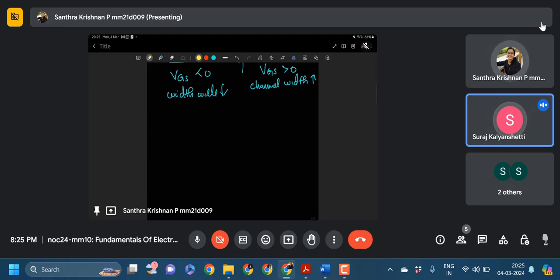Emitter will always be heavily doped. Then again a problem. Strong inversion, same case. Yeah, phi B, 2 times phi S. Sorry, phi S is 2 times phi B.